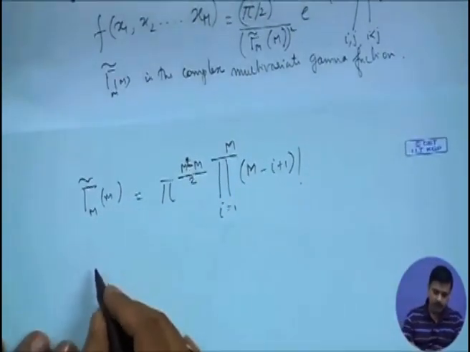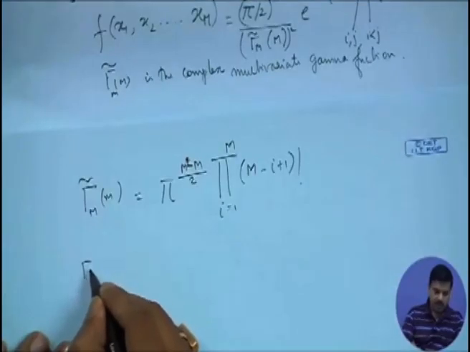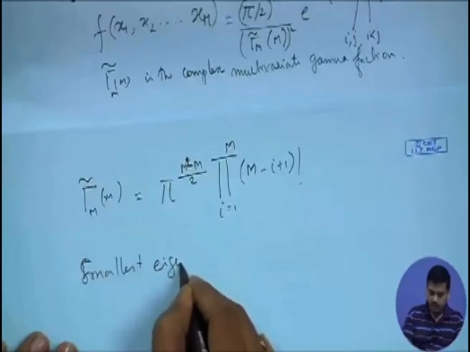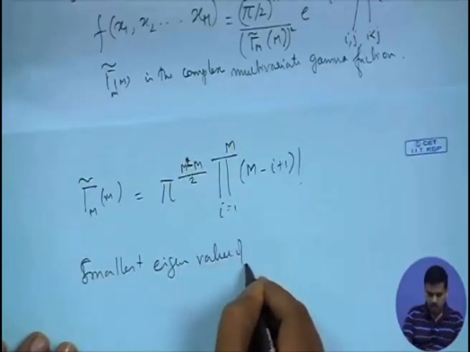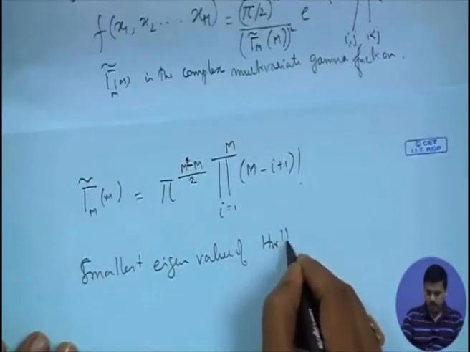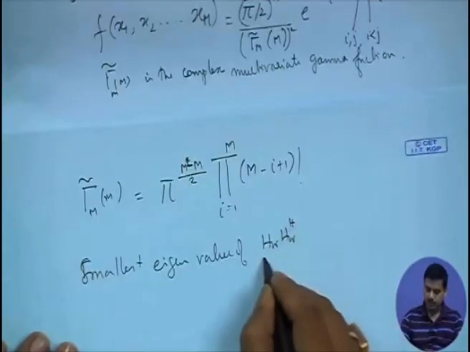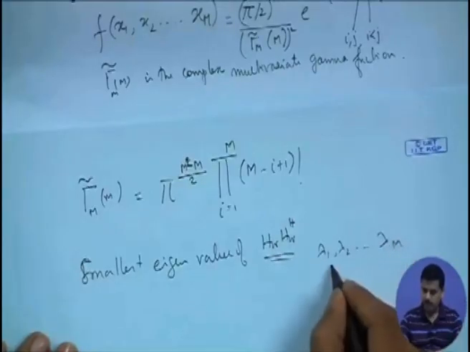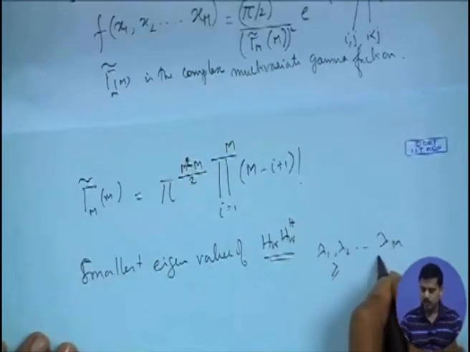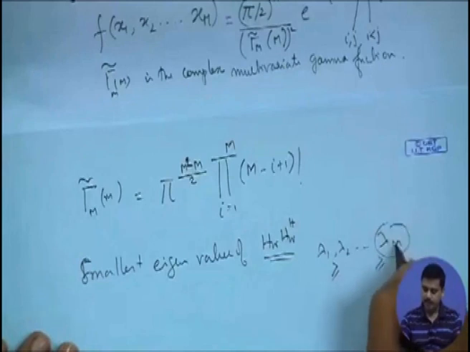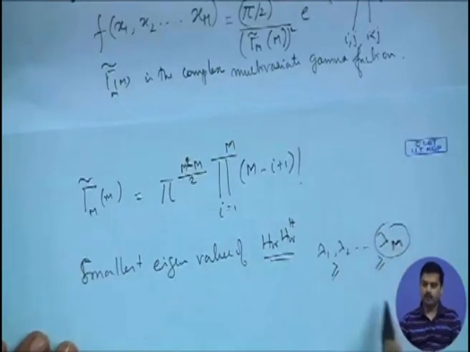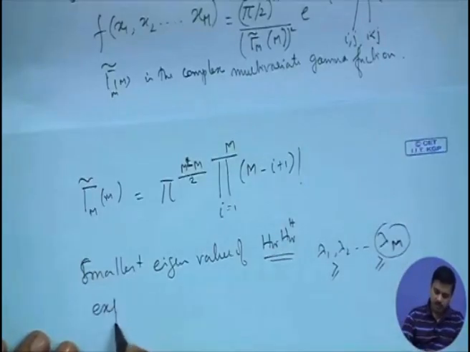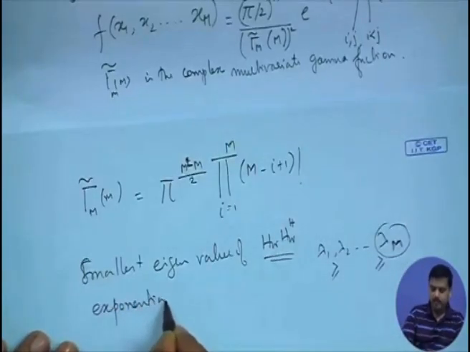The other important thing that we have is the smallest eigenvalue of HW Hermitian. What is that? We have lambda 1, lambda 2 up to lambda m. We have said lambda 1 is greater than or equal to lambda 2 greater than or equal to lambda m, and therefore lambda m is the smallest eigenvalue. So when we get these eigenvalues, they are ordered in this manner. This is exponentially distributed. This is useful.